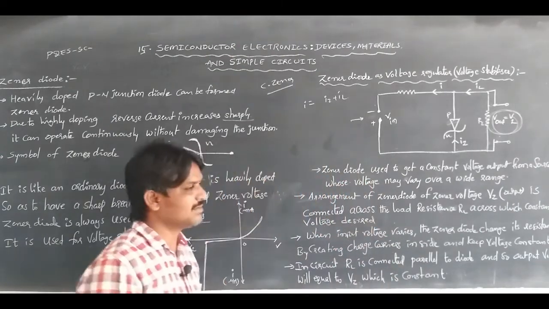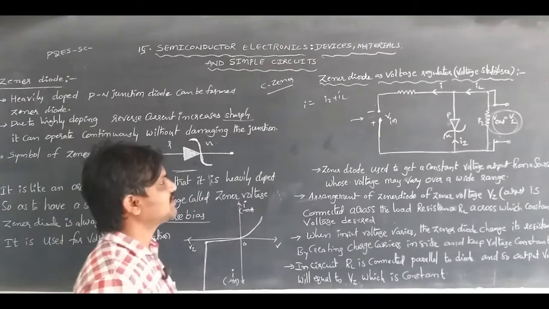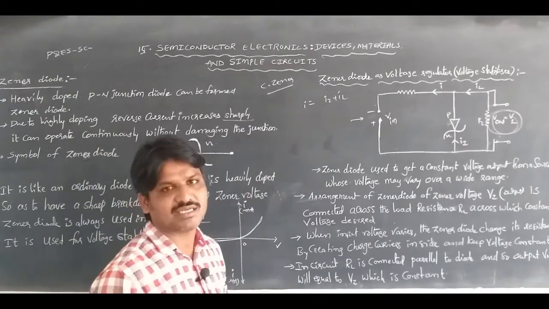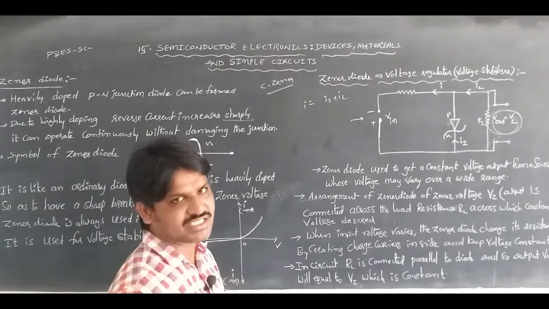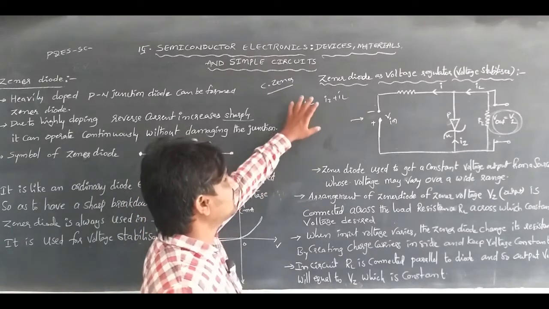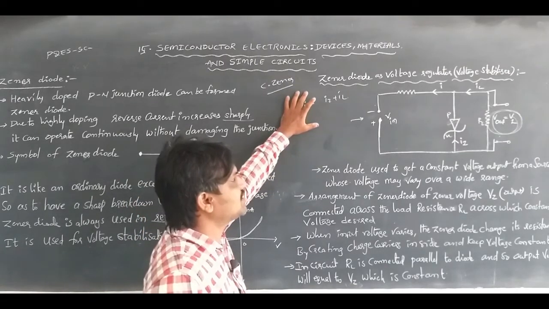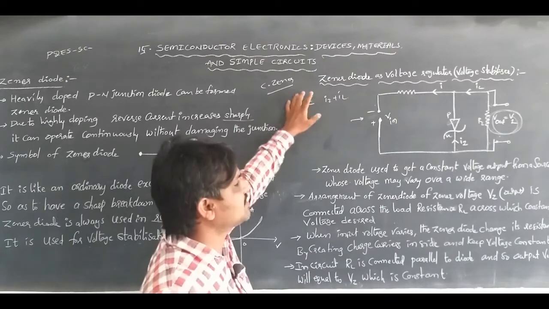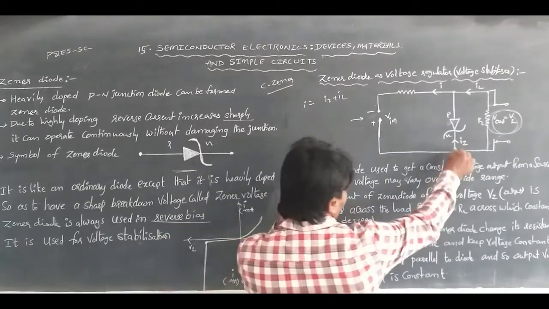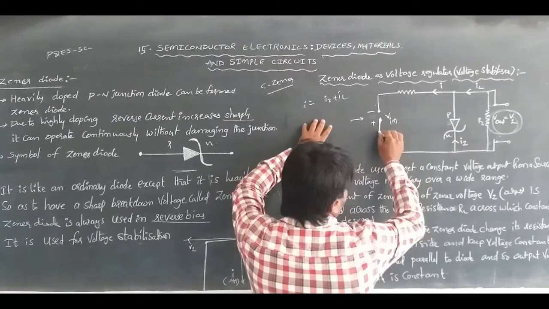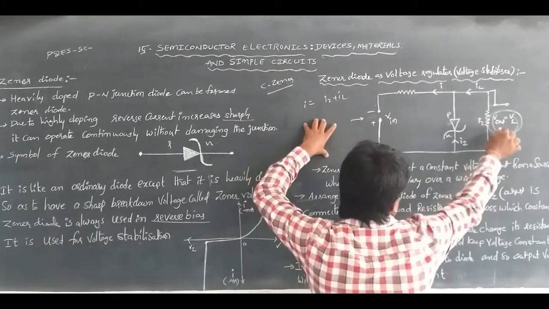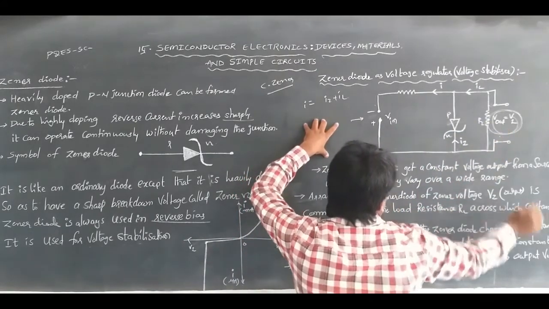What does voltage stabilization mean? The device which is used to stabilize the voltage is called a voltage stabilizer or voltage regulator. The Zener diode can be used as a voltage regulator. This is the circuit diagram. The input is connected parallelly across the Zener diode, and the output is also connected parallelly to the load resistance.